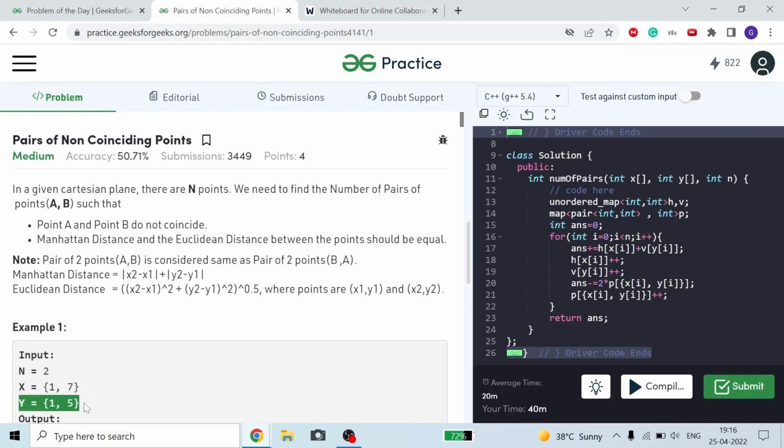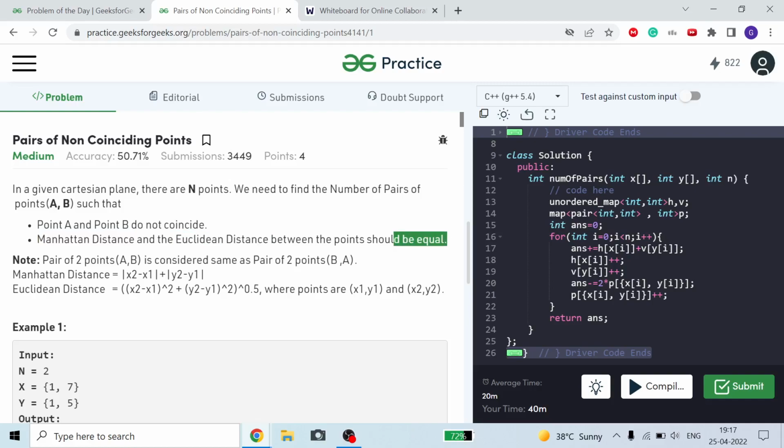So we are given a total of n points, and the ith x coordinate is given by the ith index of our x array, and the ith y coordinate is represented by the ith index of our y array. What we have to find out is the total number of pairs of points A and B such that A and B do not coincide. Means point A and B should not be equal; at least one coordinate, x or y, should be different. They cannot be the same. And the second condition is that the Manhattan distance and the Euclidean distance between the points should be equal.